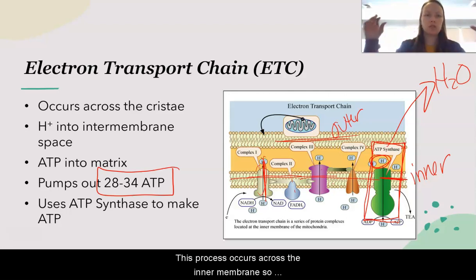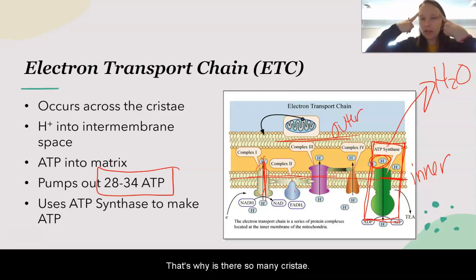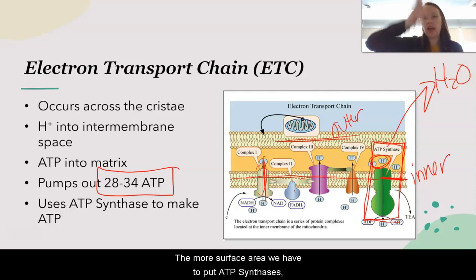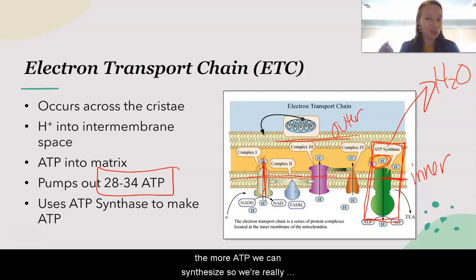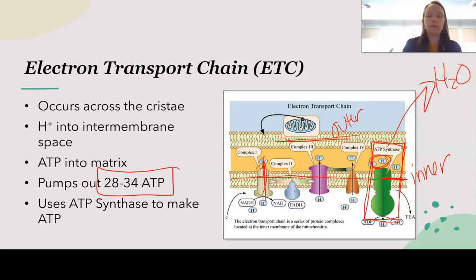But this process occurs across that inner membrane. So where all those cristae are, that's why there's so many cristae. That's why we have this folding. The more surface area we have to put ATP synthases, the more ATP we can synthesize. So we're really looking for an increase in surface area so that we can increase the amount of ATP production.